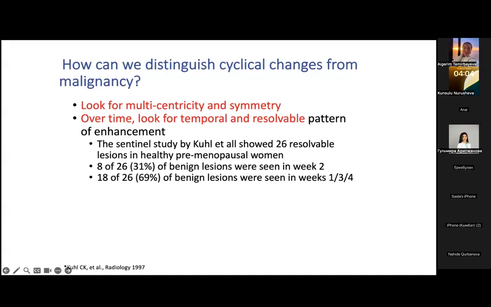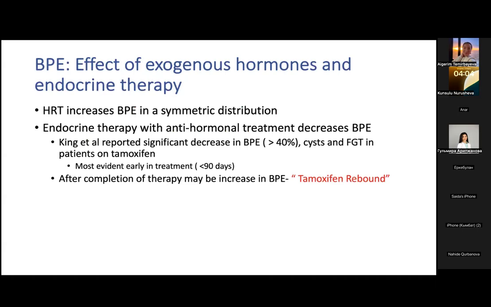Again, look for multicentricity and look for symmetry between both breasts. And if you have the luxury of priors, look for temporal and resolvable patterns. So things that come and go over time. But, and we'll talk about this too, that is just overall.